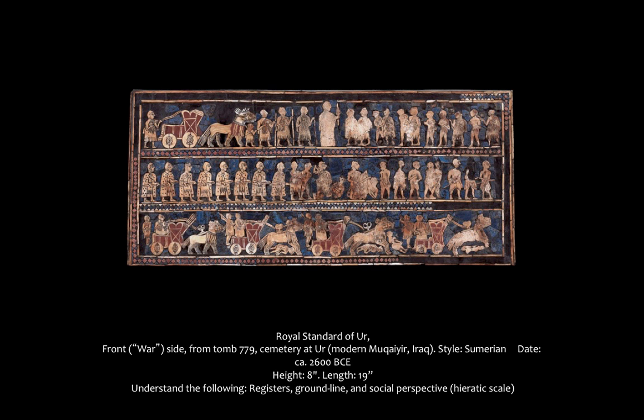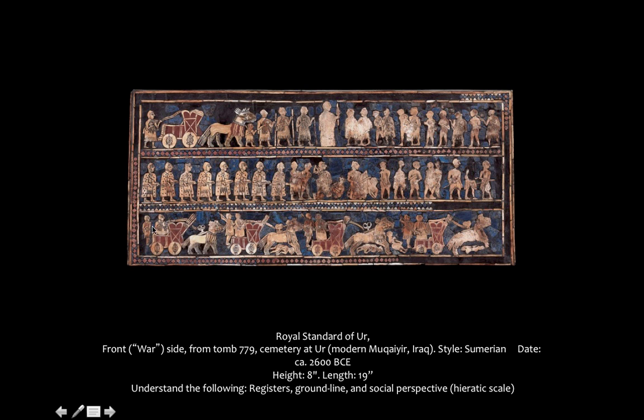So this was found in a tomb in Ur. It's Sumerian as well. It's pretty small, so the entire length of this is less than 2 feet. The height is less than 1 foot. And I just want to kind of talk you through a couple of terms that we should know. So one, this is made up of 3 registers.